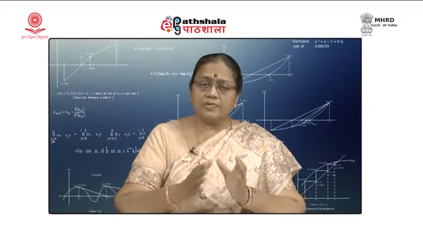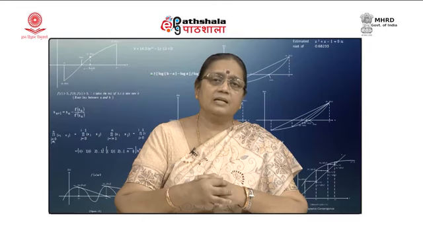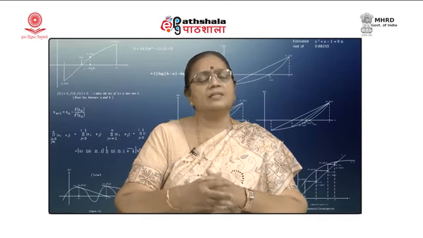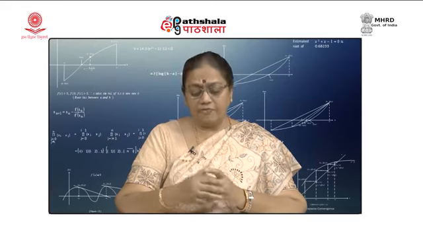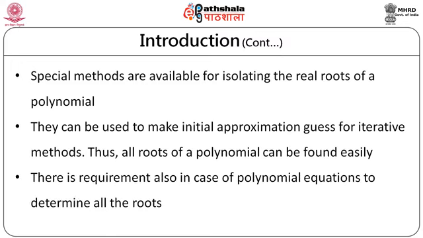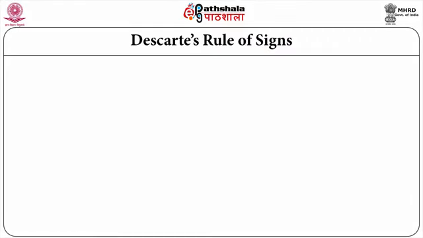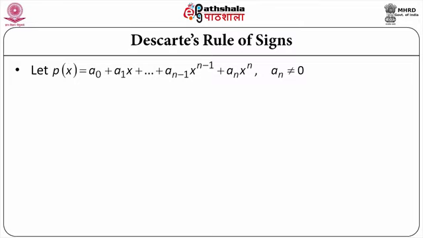See, such type of results are not available in general for a general function f(x) equal to 0, but for polynomials there are many results which are available, and we will take them one by one. The first one which we would like to take is known as Descartes' rule of sign. It was given by Descartes in the 16th century.